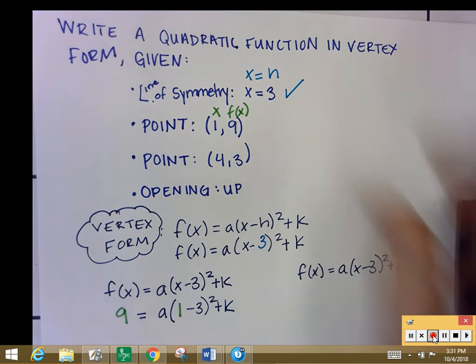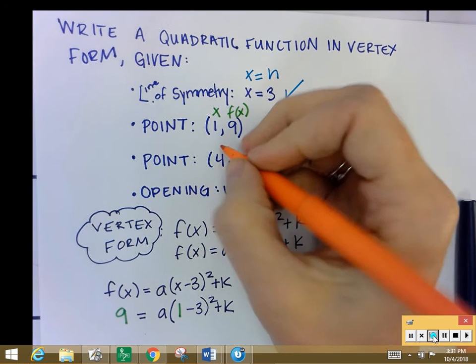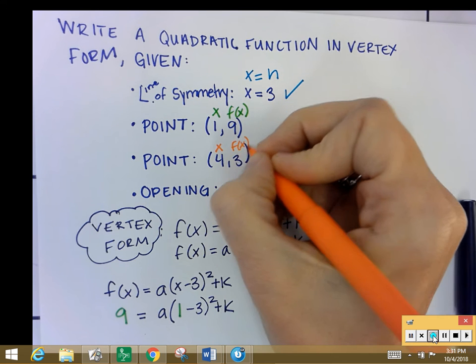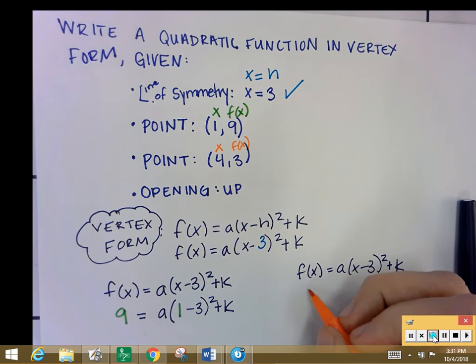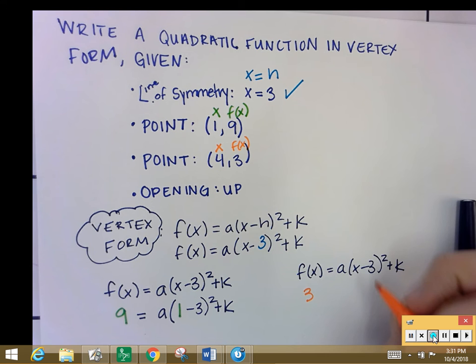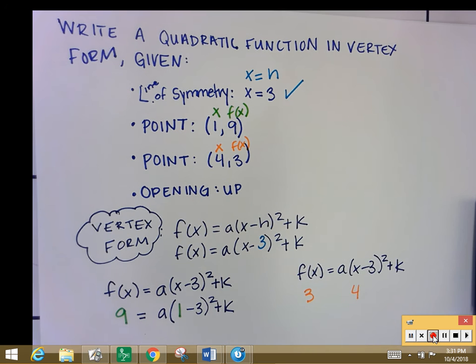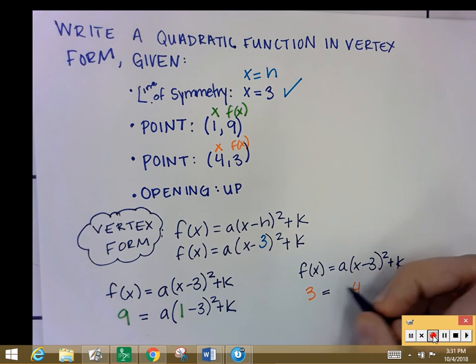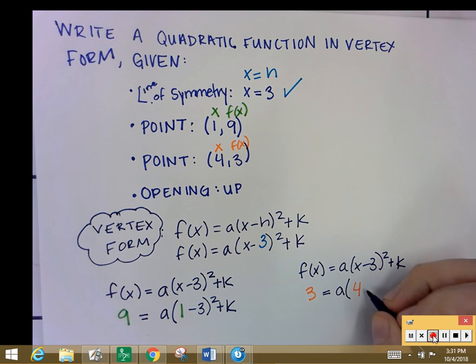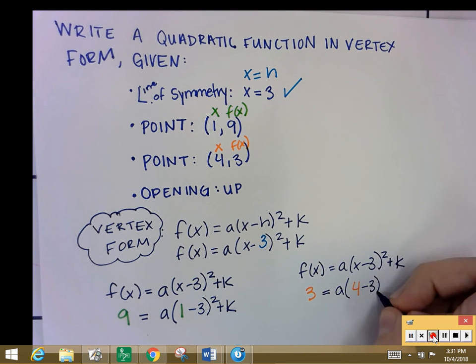And then I'm going to do the same thing for my second point here. This is going to be x and f of x. So the 3 is going to go in for my f of x, and the 4 is going to go in for my x. And everything else just drops down. So I get 3 equals a times (4 minus 3) squared plus k.